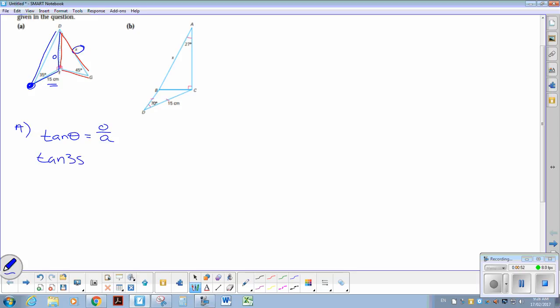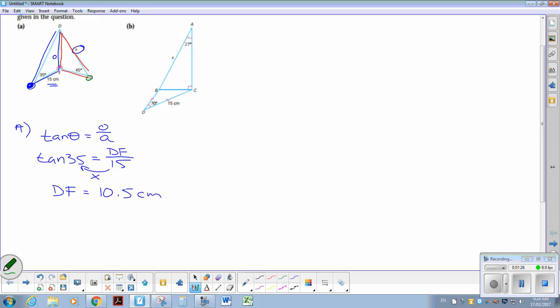Tan 35 equals side DF over 15. So using our calculator to solve here, we're just going to multiply the 15 up, which would give us a value of DF equals 15 times tan 35, which gives me 10.5. That's in centimeters.